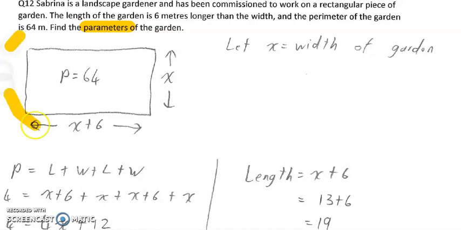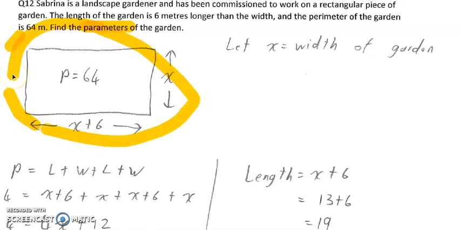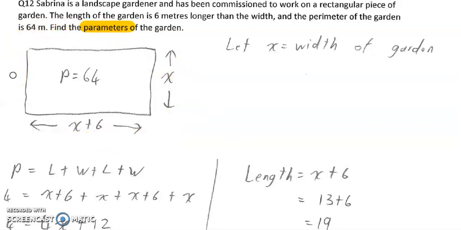So the first thing I did, I drew a diagram. It's a rectangular garden, so just draw a rectangle. Then I define my variables. Let X be the width of the garden. We don't know the width of the garden, so I've just labelled it like this. I do know the length of the garden is 6 metres longer than the width. So this is the width, X. The length is 6 metres longer than X. And the perimeter of the whole thing is 64. Where did I get 64 from? Remember, the question tells me that it's 64 metres.